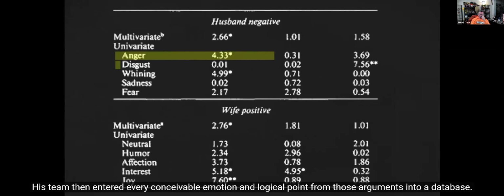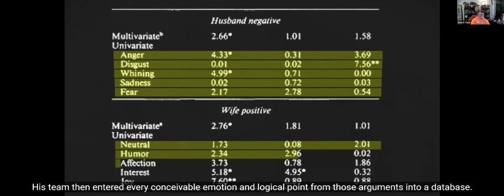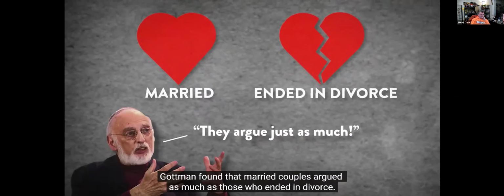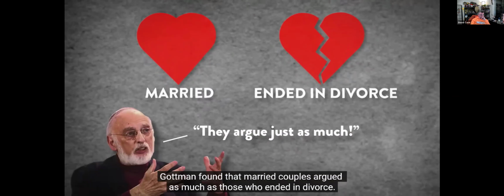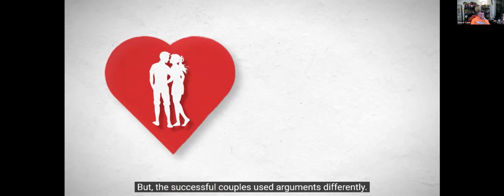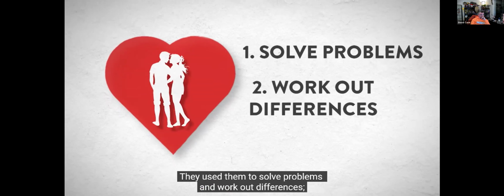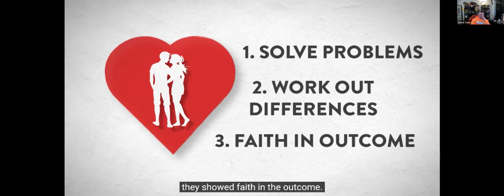His team then entered every conceivable emotion and logical point from those arguments into a database. Gottman found that married couples argued as much as those who ended in divorce. But the successful couples used arguments differently. They used them to solve problems and work out differences. They showed faith in the outcome.